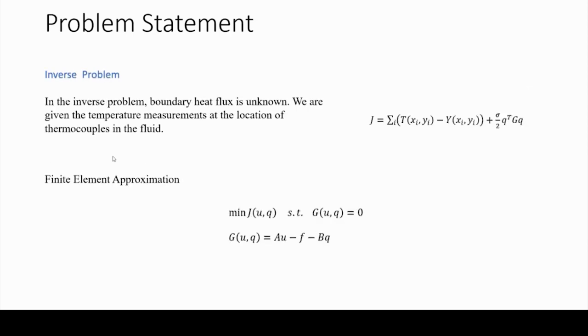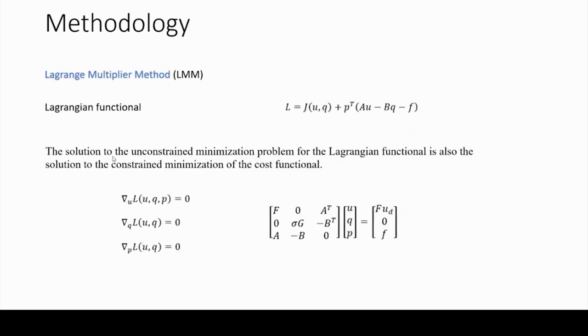Inverse problem. In the inverse problem, the boundary heat flux is unknown, and we are given the temperature measurements at the locations of thermocouples in the fluid. So we have to minimize this cost functional, which is denoted by J. The finite element approximation of the problem is mentioned down here.